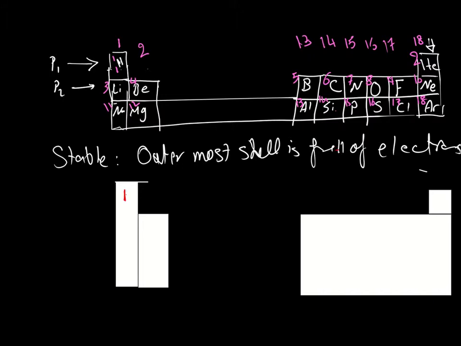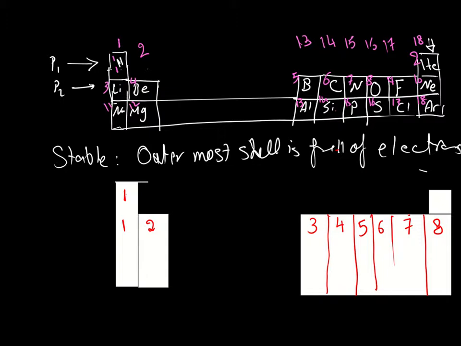Elements of group 2 have 2 electrons in the outer shell. Elements of group 3 have 3 electrons in the outer shell. Of group 4, they have 4. Of group 5, they have 5. Of group 6, have 6. Of group 7, has 7. And of group 8, have 8 or 0.